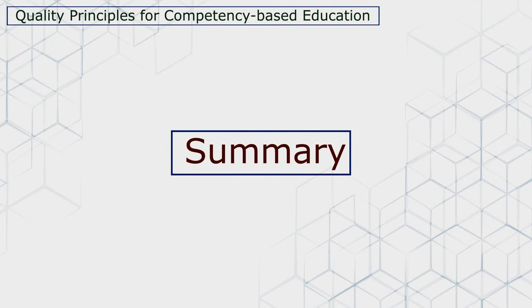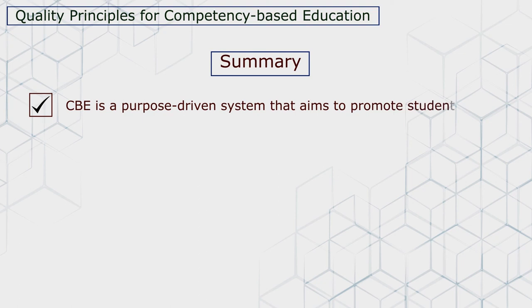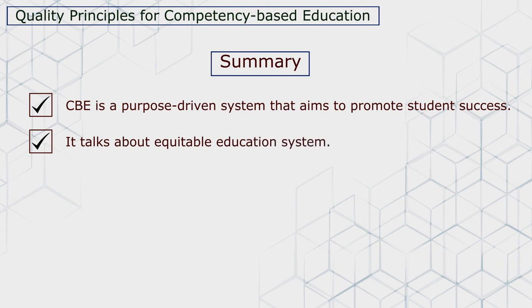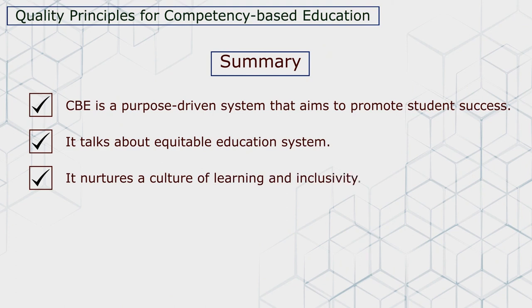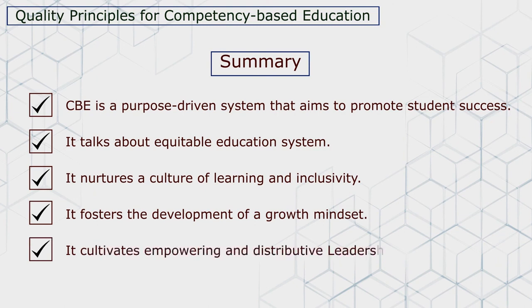Let us now summarize the purpose and culture design principles that we covered in this topic. CBE is a purpose-driven system that aims to promote student success. It emphasizes building an equitable education system. It nurtures a culture of learning and inclusivity. It fosters development of a growth mindset, and it cultivates empowering and distributive leadership.